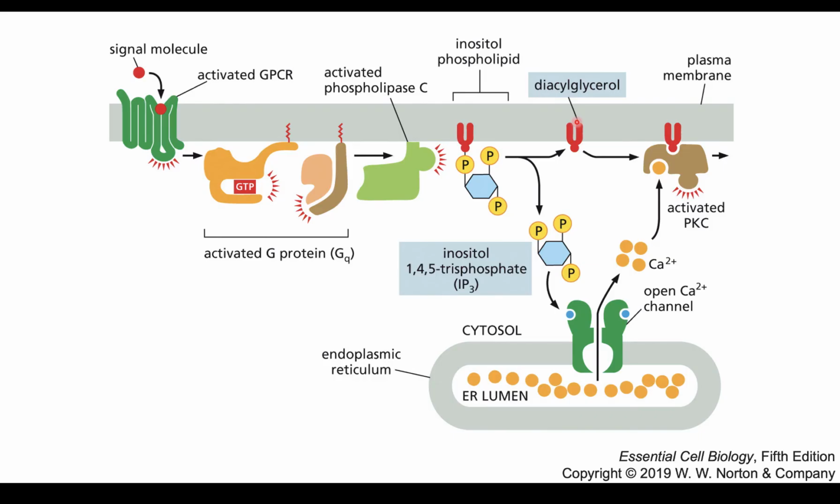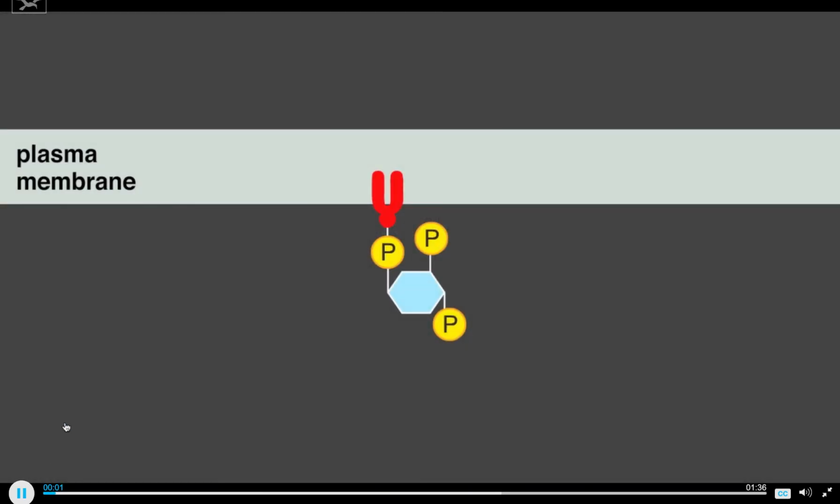And this is the image from your textbook showing the same thing, activating the alpha subunit, which turns on phospholipase C. Phospholipase C breaks the connection between diacylglycerol and IP3. IP3 is no longer tethered to the membrane. It can activate the channel, and together they can activate PKC. I also have a video showing this process, and I'm going to run that in a moment.